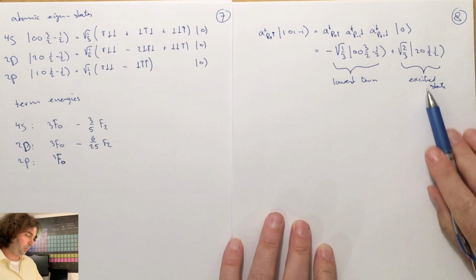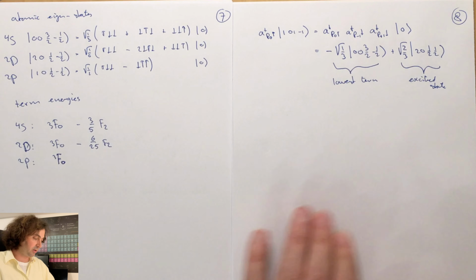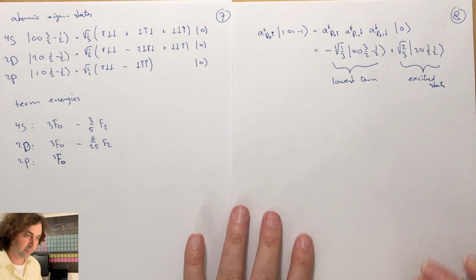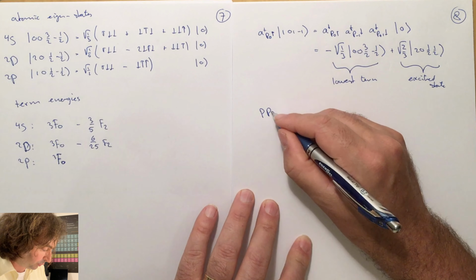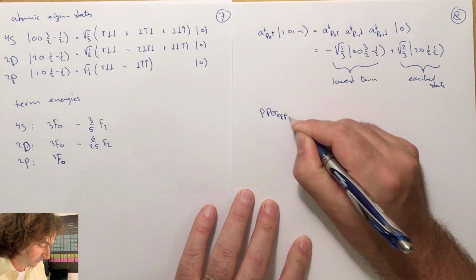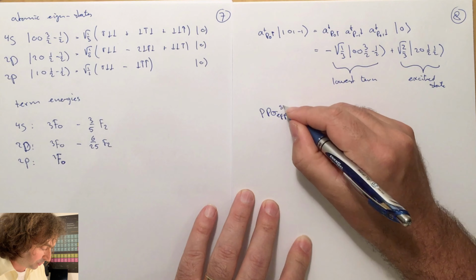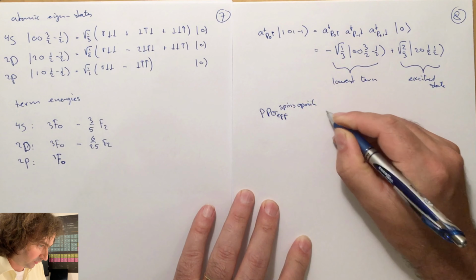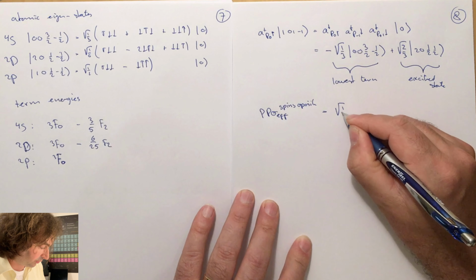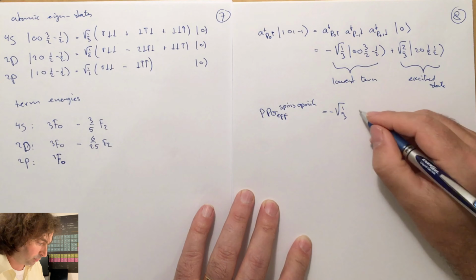If we assume that Coulomb interaction is very large, we can neglect this part of the hopping such that we have an effective hopping in the case when spins are opposite of square root 1/3 pp sigma.